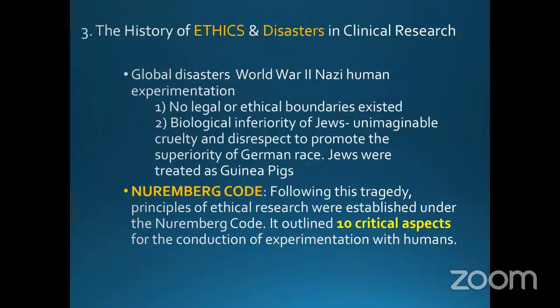And the German race used people treated as guinea pigs, which led to the Nuremberg Code. Following this tragedy, principles of ethical research were established under the Nuremberg Code. It outlined 10 critical aspects for the conduct of experimentation with humans.